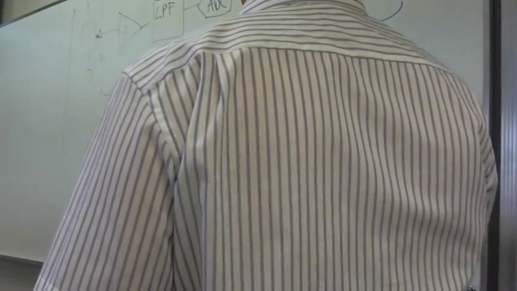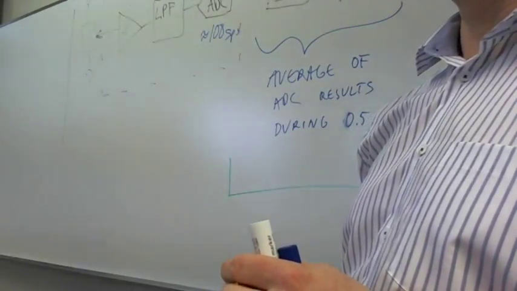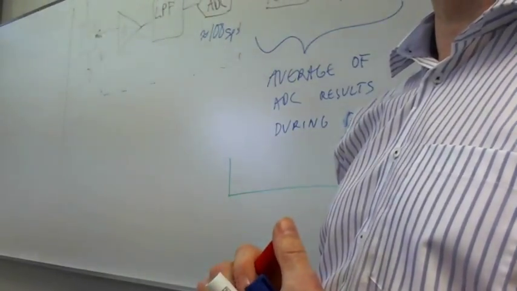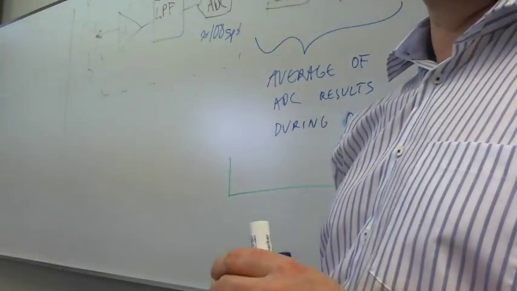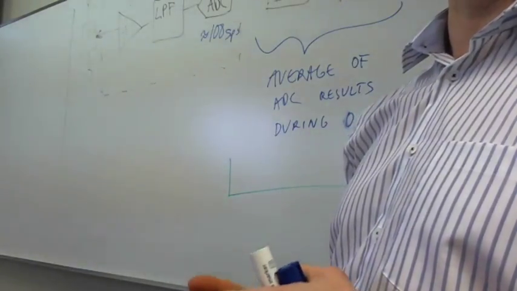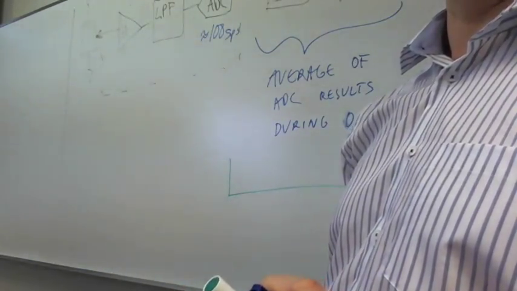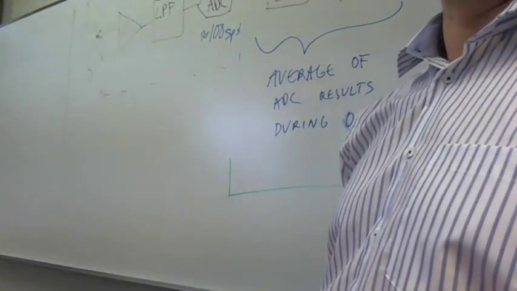So on half a second, you get how many original samples? This is a trick question. You get either 49, 50, or 51. Why?